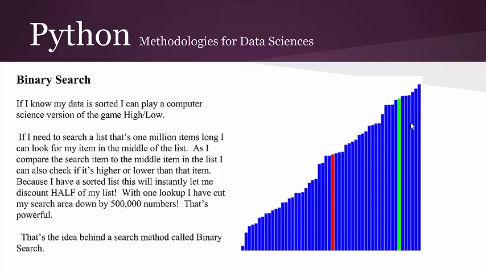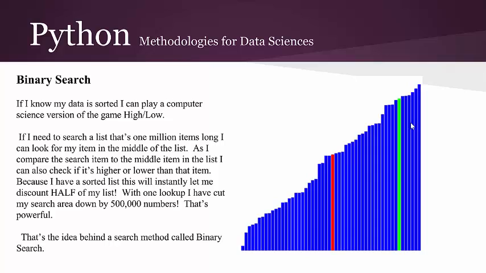And in order to do a binary search, you need an ordered list. Because what you're going to do with the binary search is go to the middle of the list and say, hey, I'm looking for this item. Is the item I'm looking at in the middle of the list higher or lower? And the algorithm will come back and tell you.